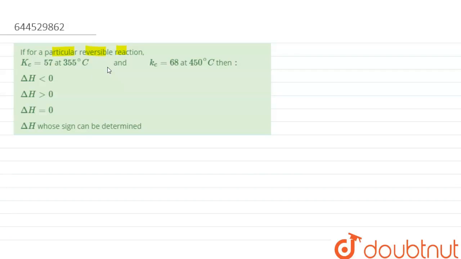Hello students, the question given is: if for a particular reversible reaction Kc is 57 at 355 degrees Celsius and another Kc is 68 at 450 degrees Celsius, then we need to find the sign of delta H. That means delta H is positive, negative or 0.